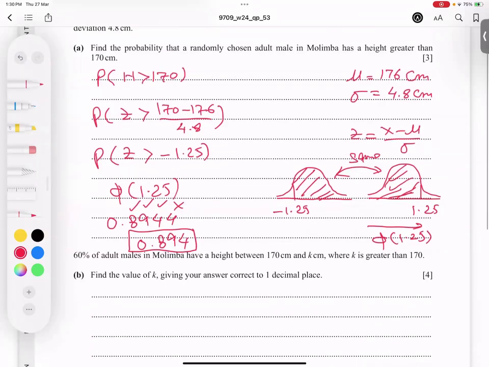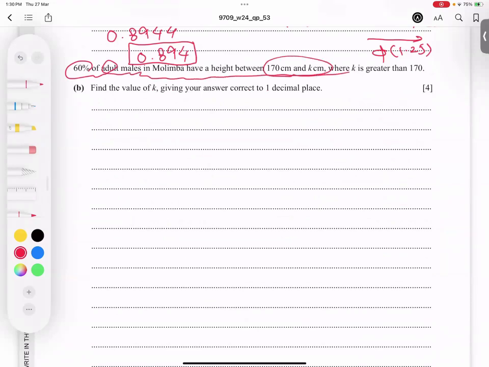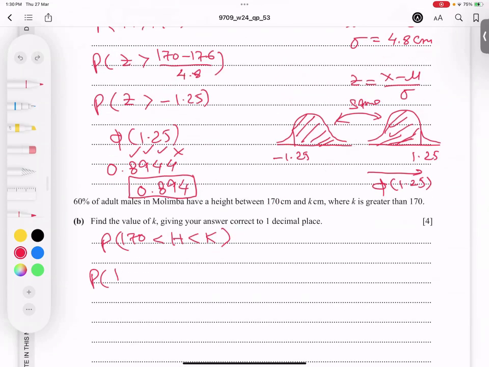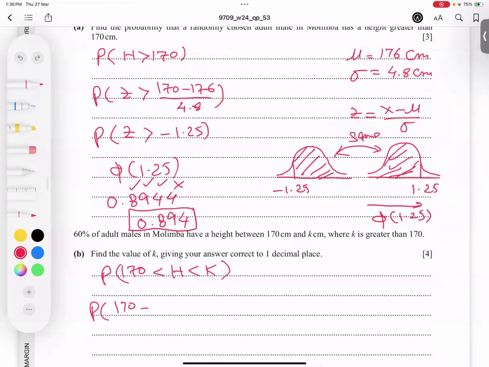So let's go to the next part. 60% of adult males have a height between 170 and K, where K is bigger than that. So make sure to write height less than K and more than 170. You mentioned that K is greater than 170. Now, same story, we have to apply this formula: 170 minus mean, where the mean is 176, divided by deviation 4.8.